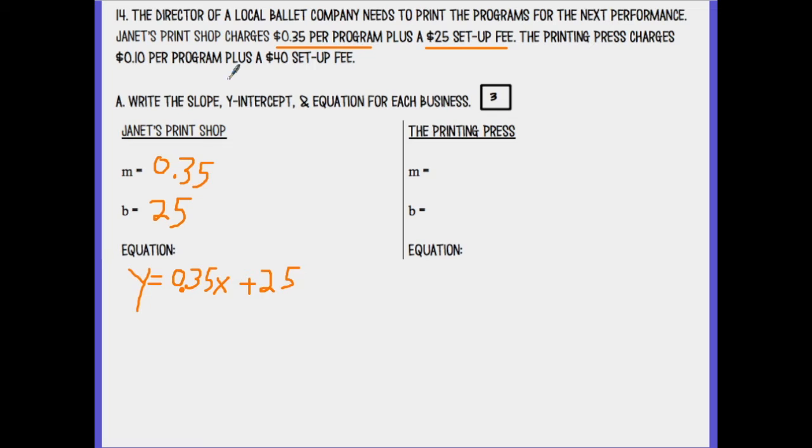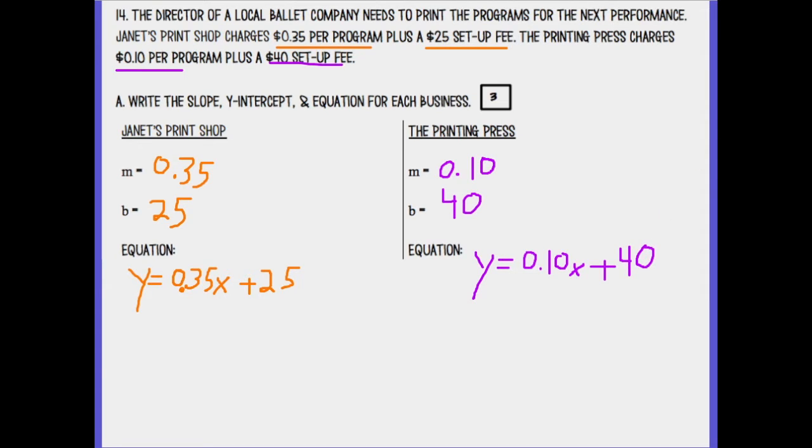All right, and then the next one is 10 cents per program and a $40 setup fee. So 10 cents per program. That's my clue that that's going to be a slope. That's something that changes. And a $40 setup fee. So when I write this equation, it's going to be y equals 10 cents, so 0.10x plus 40.